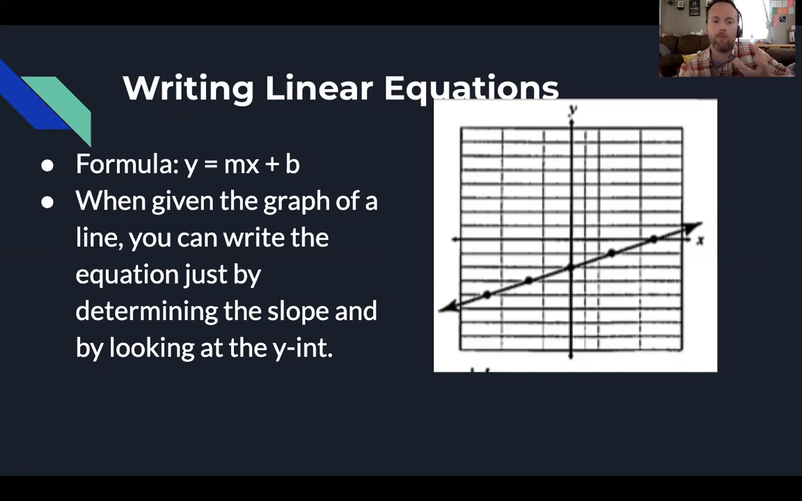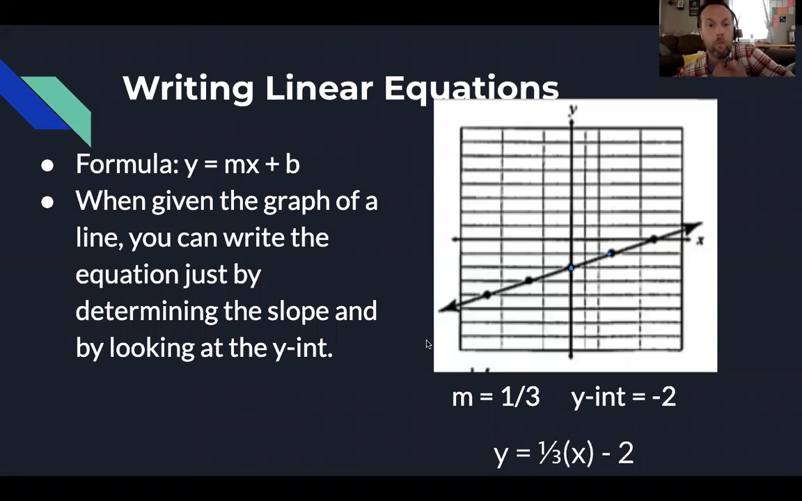When you're given a graph of a line, you can write the equation just by looking at where it intersects the y-axis and then counting the rise over run. So if I look at this graph right here that I've been given, I first go 1, 2. My y-intercept is -2. And then if I try to get from this point to this point, I color those in a little bit. I go up 1 unit and then over 1, 2, 3 units, which means that my slope is 1/3. So my final equation is y = 1/3 x minus 2.